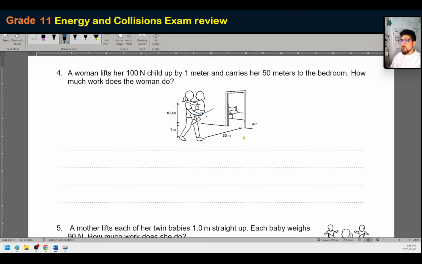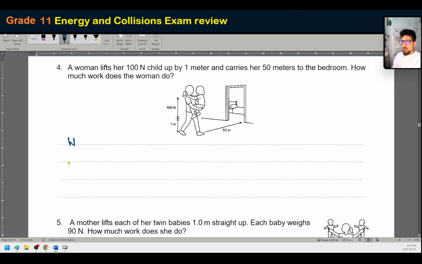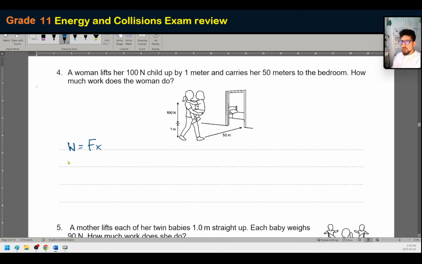So the assumption here is that they want to know the amount of work she's done in the vertical direction, on the vertical axis, because they haven't given us anything about the horizontal axis. So how much work she's done is going to be simply work is equal to force times distance.